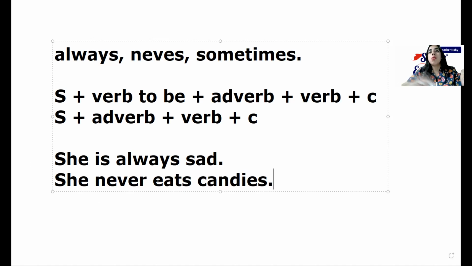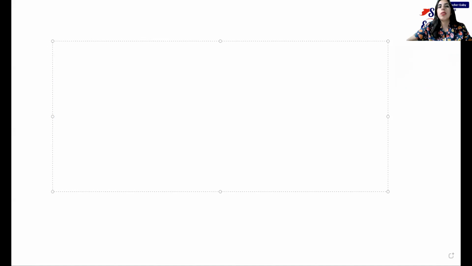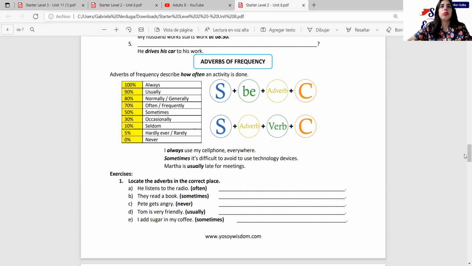And we conjugate the verb. Seguimos conjugando el verbo normalmente. Yes. So I can tell you something about this. In this level, we are going to review some frequency adverbs. We are going to use always when we do an activity 100% of the time, usually it's 90. Normally and generally we have 80. Often, frequently, we have 70, sometimes 50, occasionally 30, seldom 10, and hardly ever, rarely, we have 5%, and finally never, that means 0%. Yes, that is really easy.